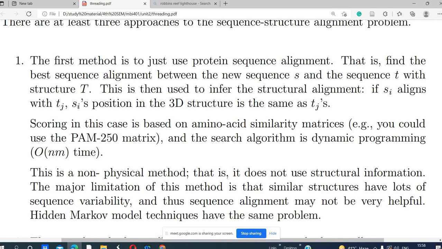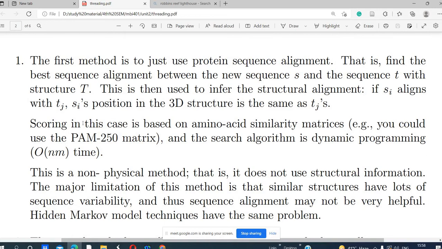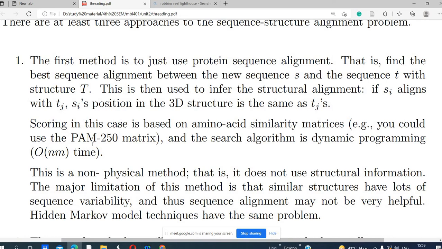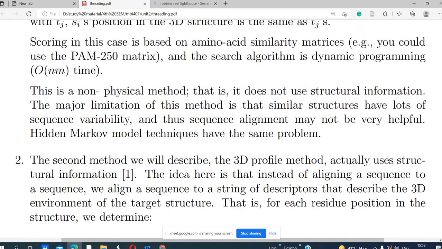So this information is then used to infer structure alignment. If Si is aligned with Tj, I means row and J means column. How will we align that? Si's position in the 3D structure is the same as Tj's. I will show you. Scoring in this case is based on amino acid similarity matrices. We can use the PAM 250 matrix, point accepted mutation, meaning how many mutations we allow in this algorithm. So this is the dynamic programming method which is used.